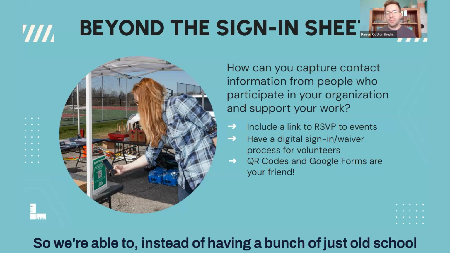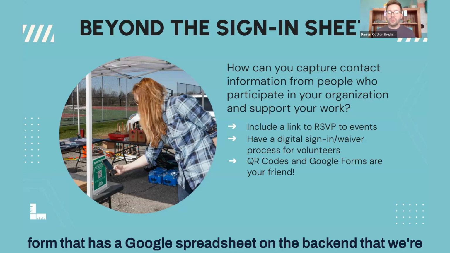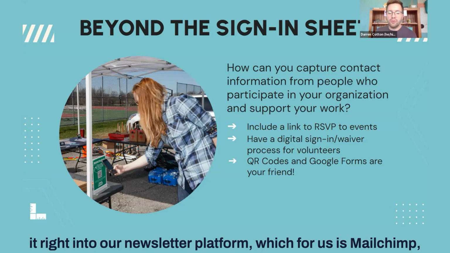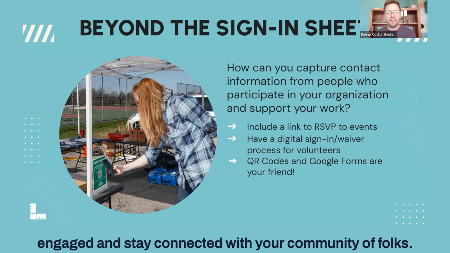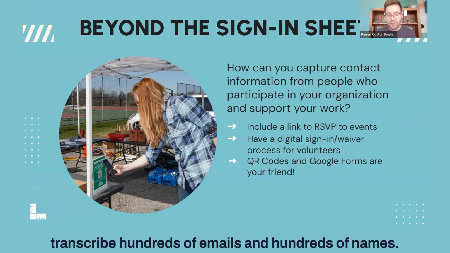So instead of having old school sign-in sheets that we have to transcribe, we have a Google form with a Google spreadsheet on the back end. We export that spreadsheet and import it right into our newsletter platform, which for us is MailChimp, but Constant Contact, whatever you're using, to stay engaged and connected with your community. It saves you from having to transcribe hundreds of emails and hundreds of names.